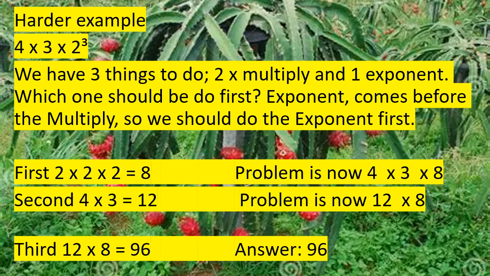So 2 cubed means 2 times 2 times 2, which equals 8. So we can now call the problem 4 times 3 times 8. Second, we're going to multiply 4 times 3, and the answer is 12. So the problem now looks like 12 times 8. And third, we do the 12 times 8 multiplication, and the answer is 96.